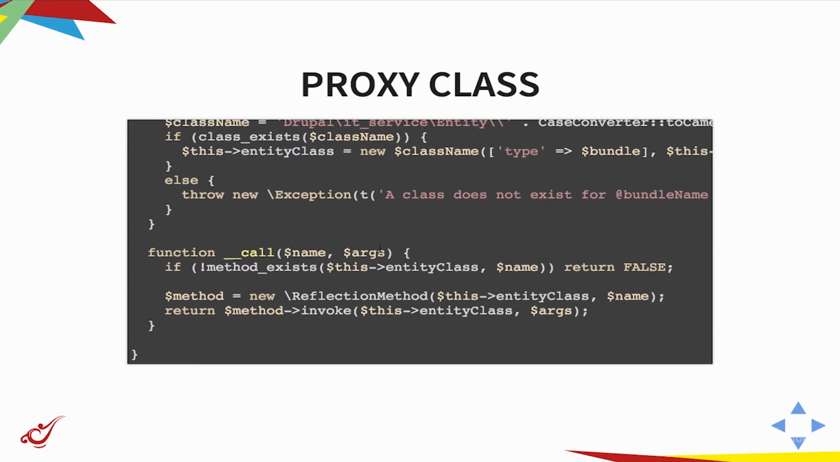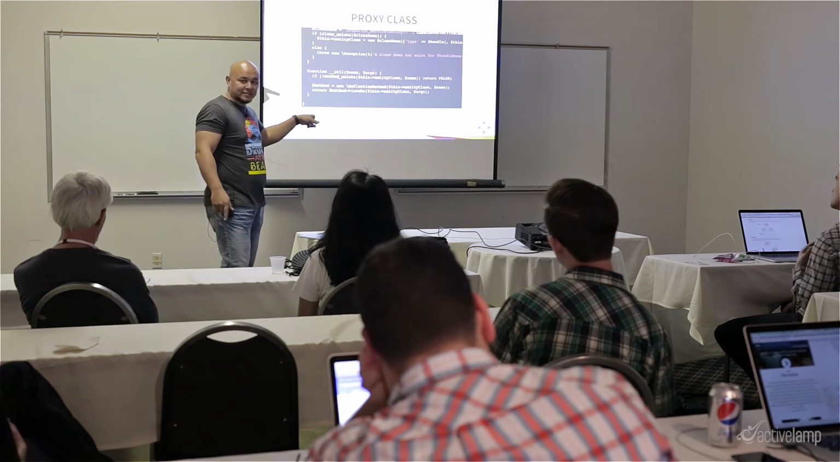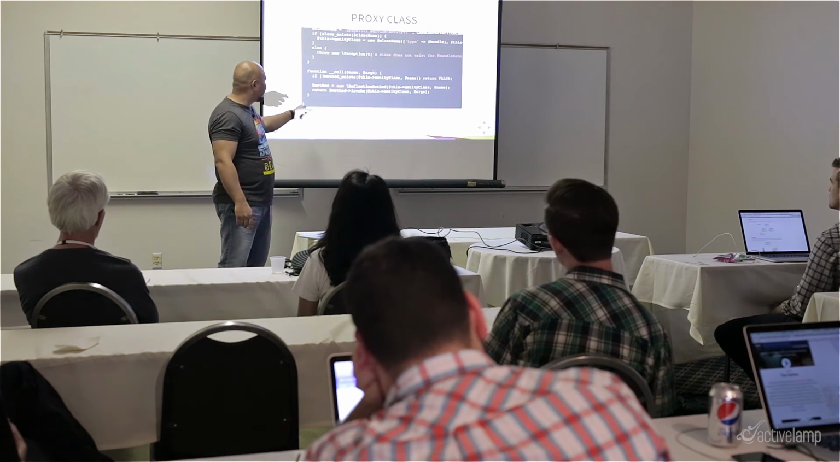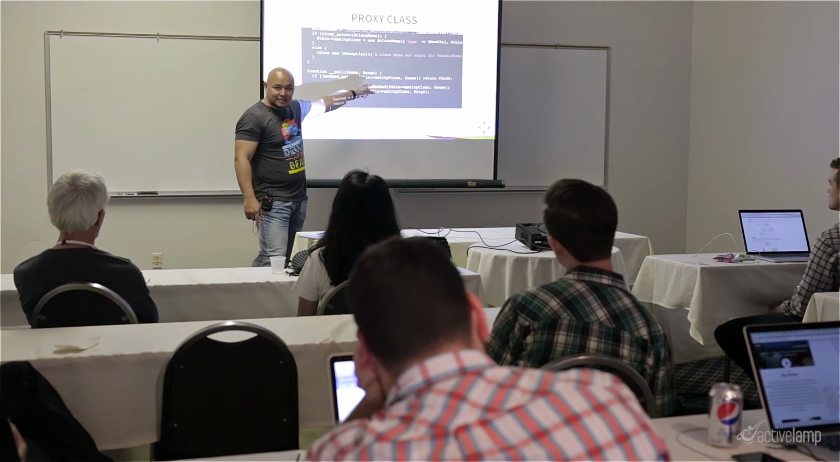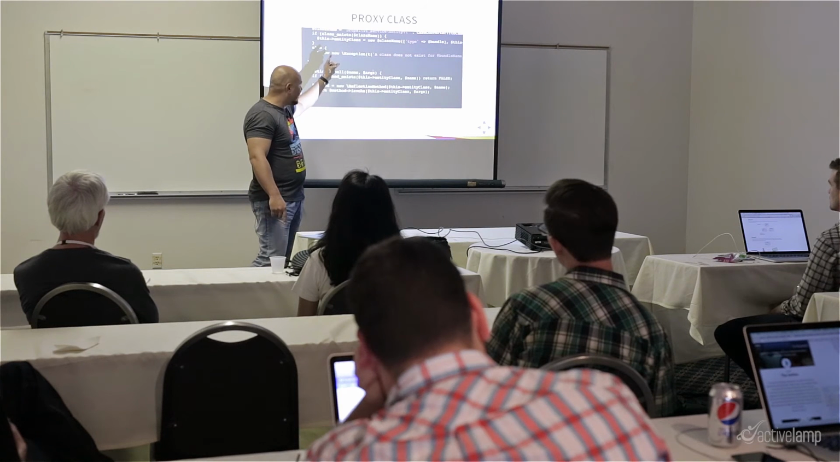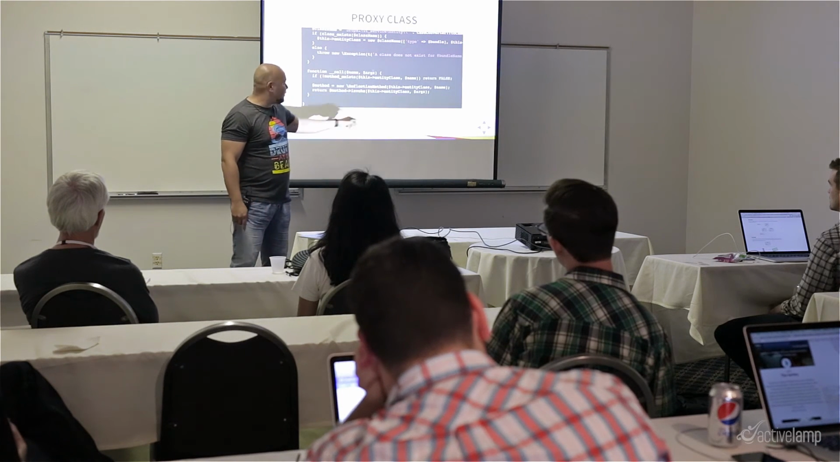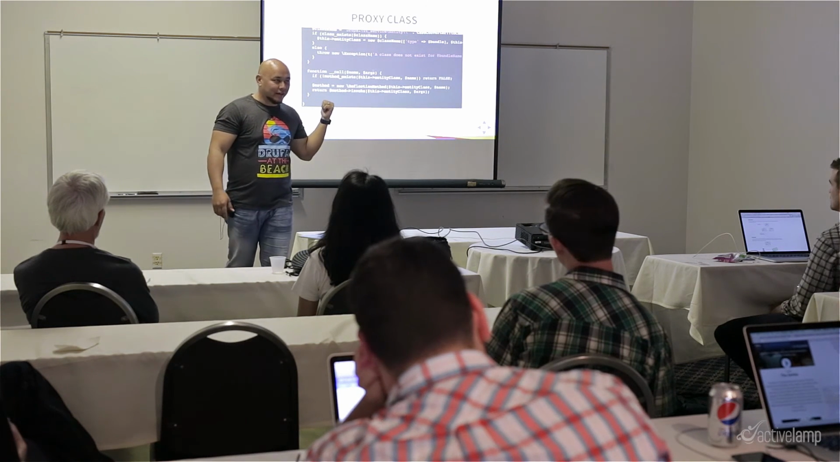And what this does is if we call a method on this class and that method doesn't exist, it's going to run the __call method. And what that __call method does is it's going to see if that method exists on our entity class that we instantiated in the constructor. And if it doesn't, it's going to return false. But if it does, it's actually going to invoke that method and then return it. We're proxying that method call.